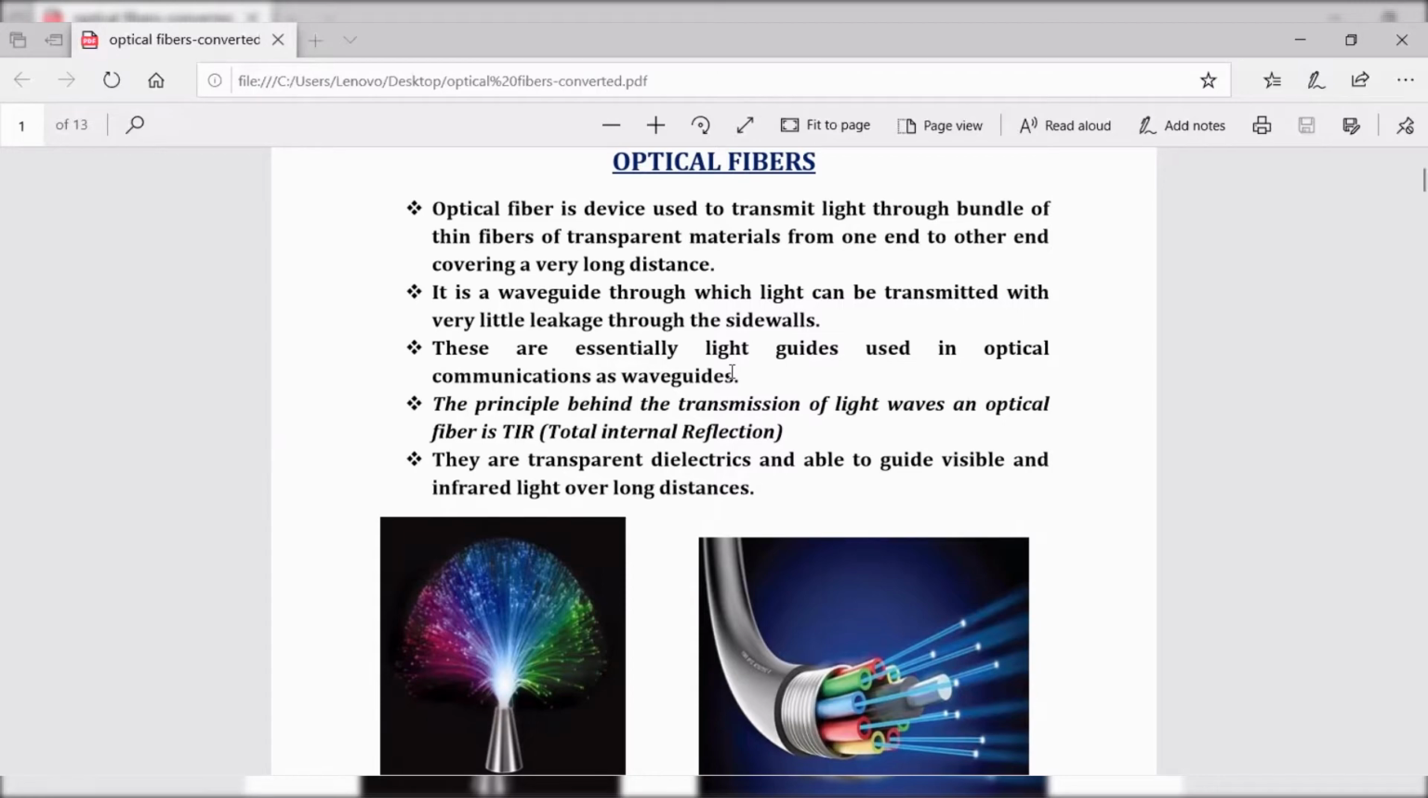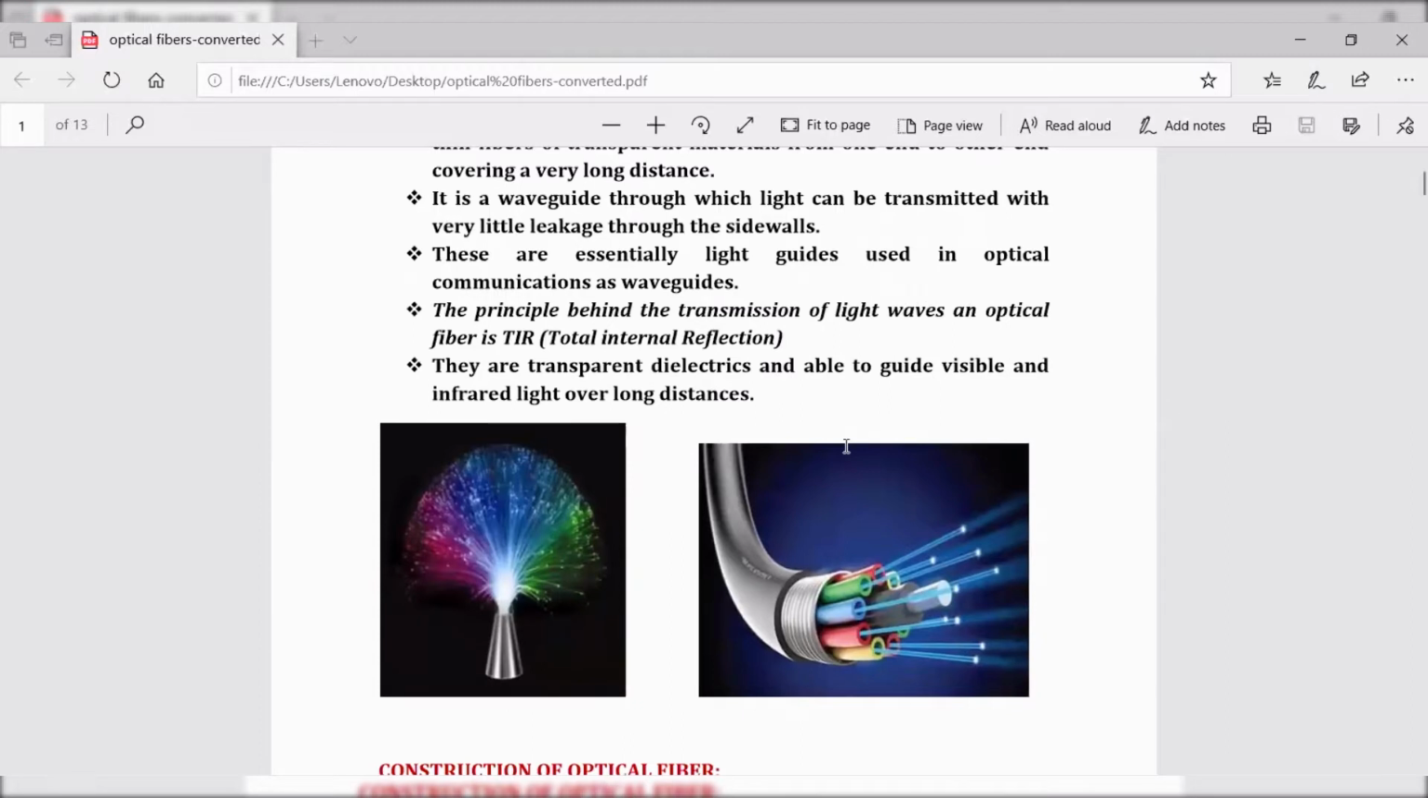It is a waveguide through which light can be transmitted with very little leakage through the side walls. Optical fibers are essential light guides used in optical communications as waveguides. The principle behind the transmission of light waves in an optical fiber is total internal reflection. Optical fibers are transparent, dielectric, and able to guide visible and infrared light over long distances.